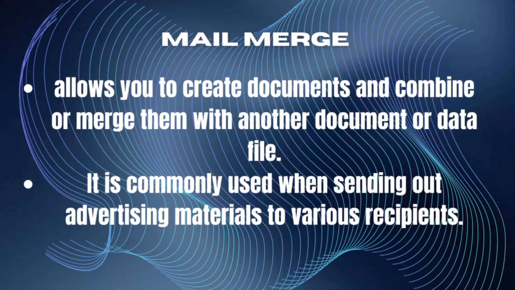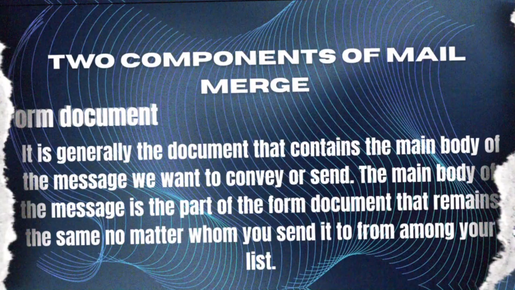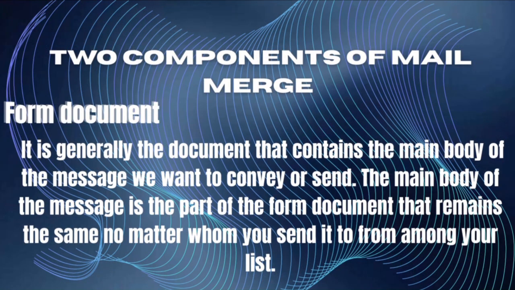Mail Merge is a tool which allows you to create form letters, mailing labels, and envelopes by linking a main document to a data source. It is the process of combining a list of data with a template. There are two components of Mail Merge, which are the form document and data file. Our first component is the form document. The form document is the main file that contains the fixed text or layout. It includes placeholder or merged fields for the information that will change.